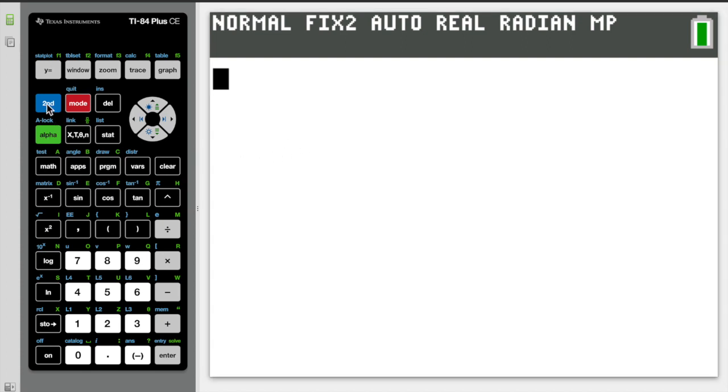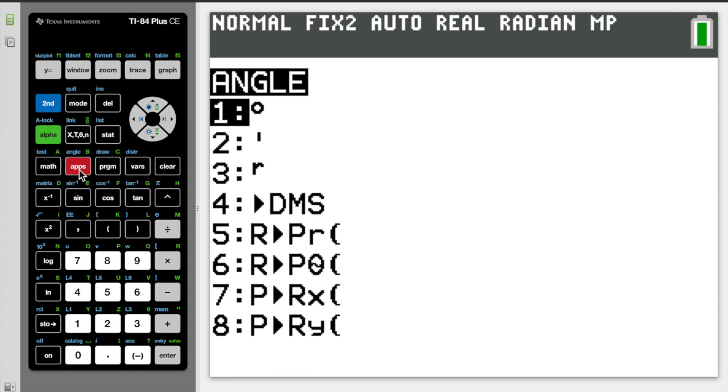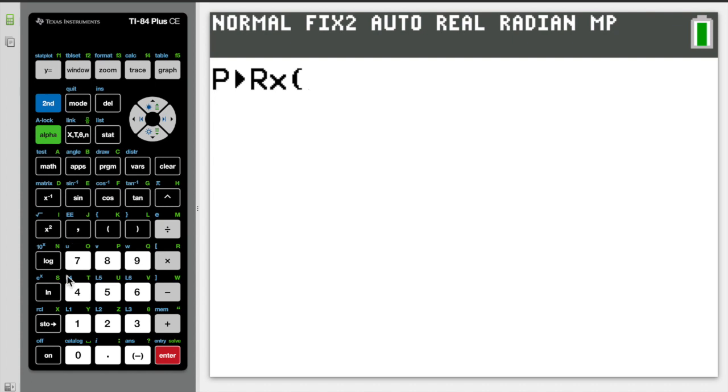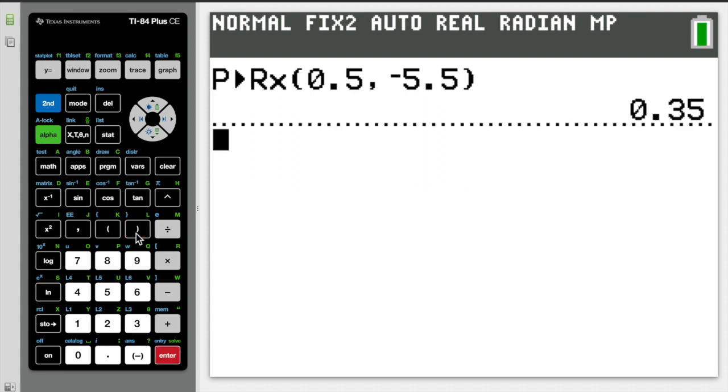Well, to put in the polar coordinates, we come down to second, angle. You can see down below here in options 5 through 8, very, very similar to what we saw in the TI-36X Pro. So I'm going to change my polar coordinates to rectangular coordinates. And we'll put in 0.5, comma, and -5.5. Okay, there's our x coordinate.